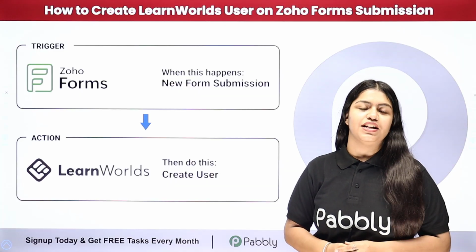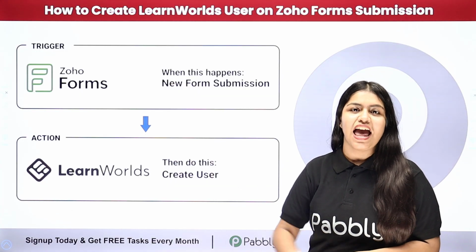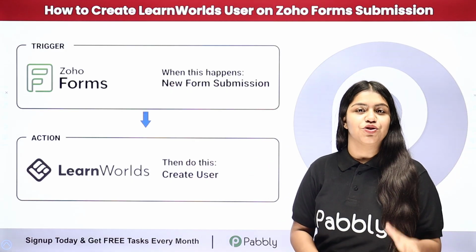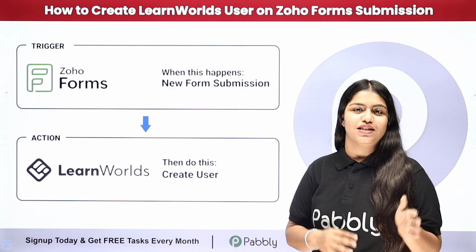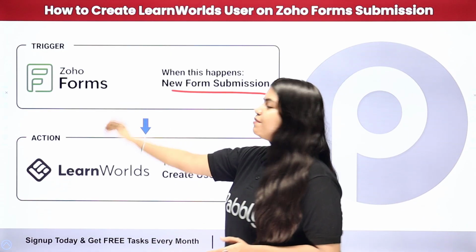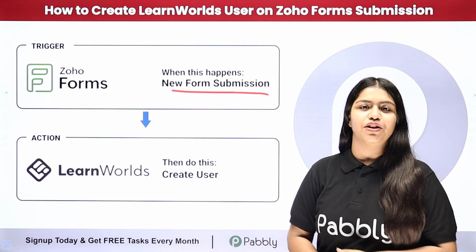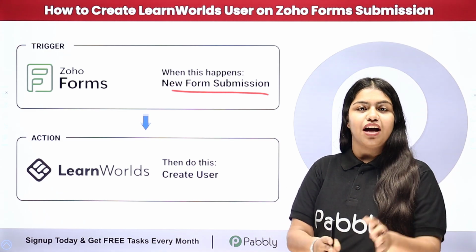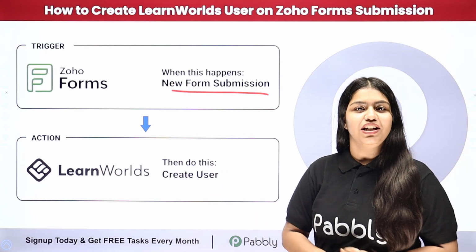So here I'm running an Edutech company and we offer free courses to all our potential clients, and we use Zoho Forms to collect the registrations for these free courses. So now what I want is that as soon as a new form submission is made in my Zoho Forms, automatically the one who has registered for the free course should be enrolled into that free course in my LearnWorlds account too. That too without any manual efforts.